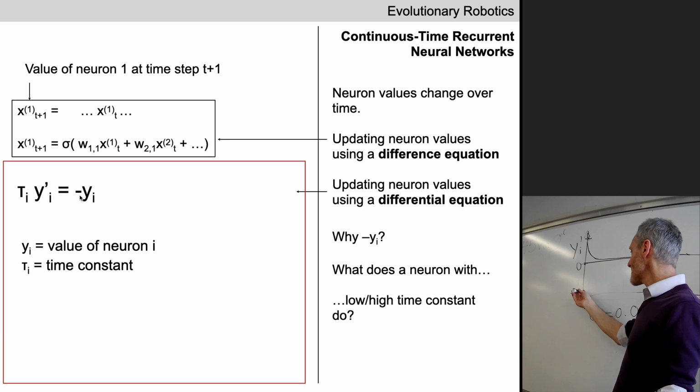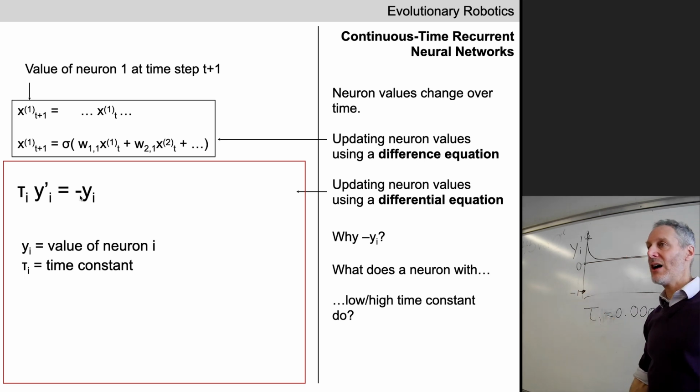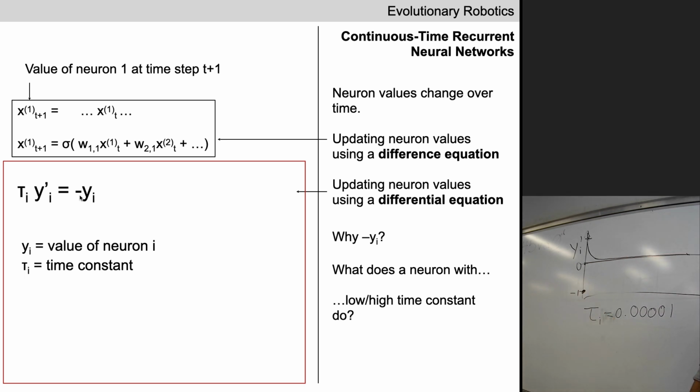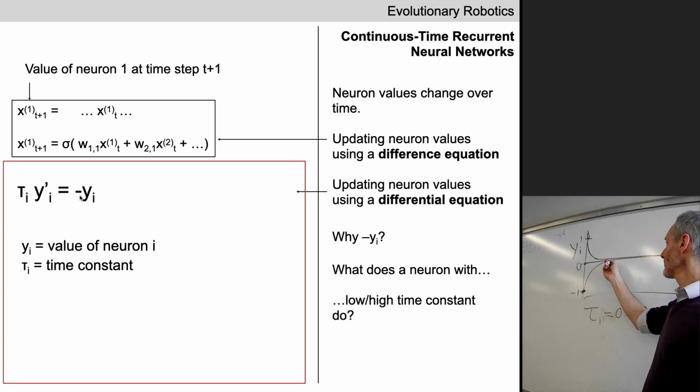Okay, let's try this again. Let's reset, set the value of y sub i to minus 1. What happens now? Same thing, but mirrored.